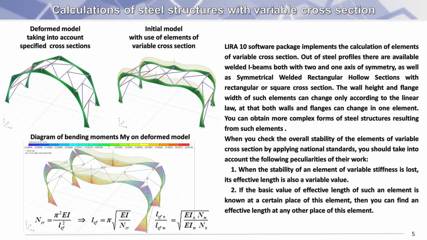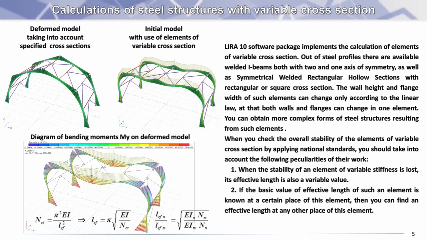It's worth mentioning in more detail the calculation of elements of variable cross-section implemented in SP LIRA 10. For this type of cross-sections out of steel profiles, welded I-beams are available, both with 2 and 1 axis of symmetry, as well as symmetrical welded rectangular hollow sections, with rectangular or square cross-section. The wall height and flange width of such elements can change only according to the linear law. At that, both walls and flange can change in one element. You can obtain more complex forms of structures resulting from such elements, for example, as shown on this slide.